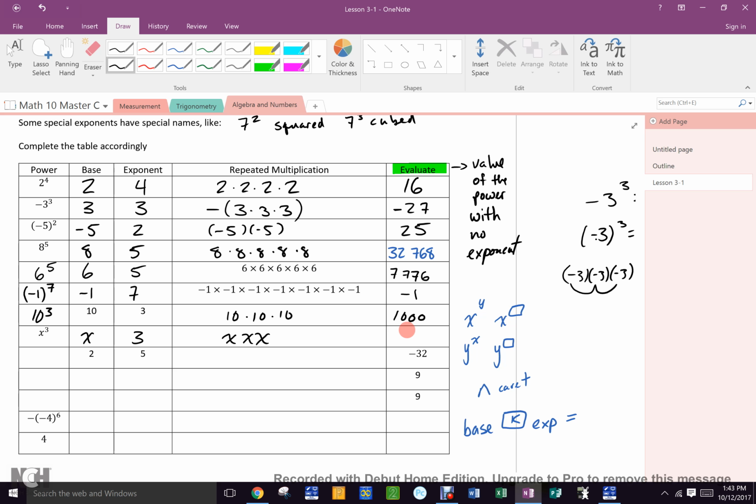You have to leave that like that, don't you? Why? Because the X is a variable. You don't know what it is, so you cannot give it a value. Now, this next one is the first tricky one. Why is it tricky? It doesn't show a negative in either the base or the exponent. So what has to go here?